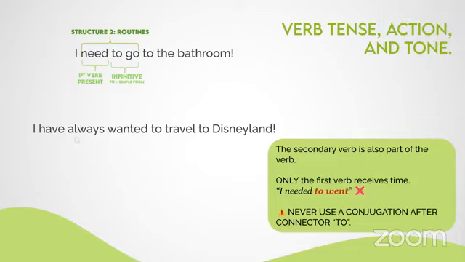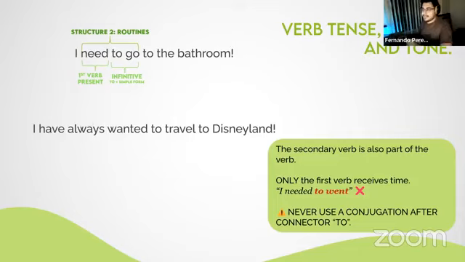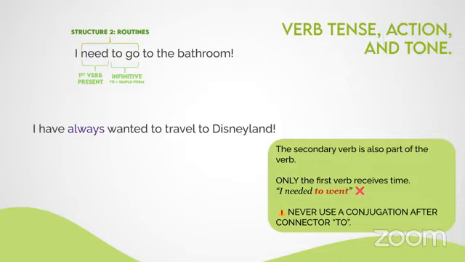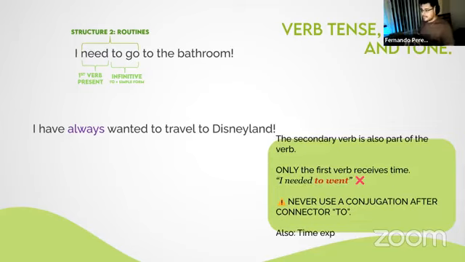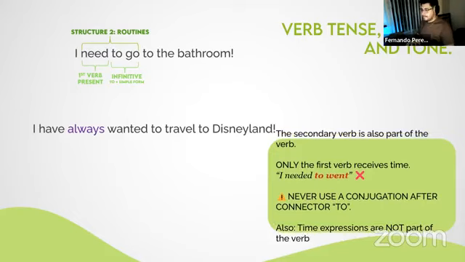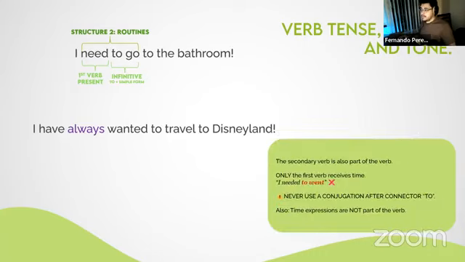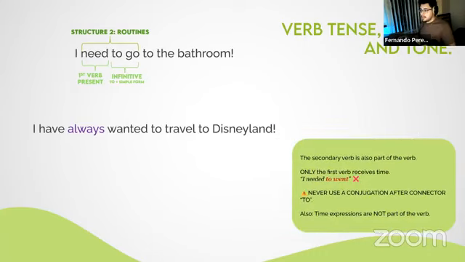You know? Okay. The word always is a time expression. Right? Time expressions, let's take a note about that. Also, time expressions are not part of the verb, even when they are collocated between the verb. Time expressions determine the conjugation, but they are not part of the verb. Never, never.